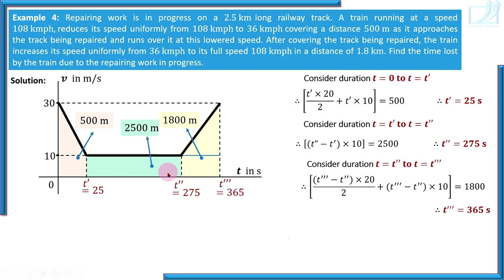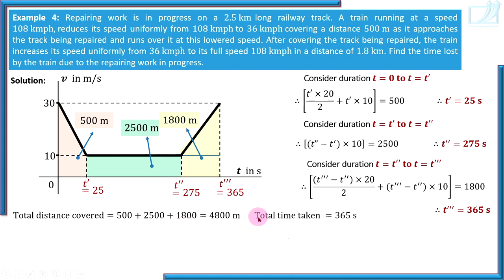So the total time taken by the train to cover this much distance, how much is that distance? 500 plus 2500 plus 1800. For this entire distance, the total time taken is 365 seconds. What is the total distance covered now? 500 plus 2500 plus 1800 is equal to 4800 meters. And the total time taken is 365 seconds. To cover the same distance, that is 4800 meters, with the full speed of the train, 30 meters per second, how much time is required?